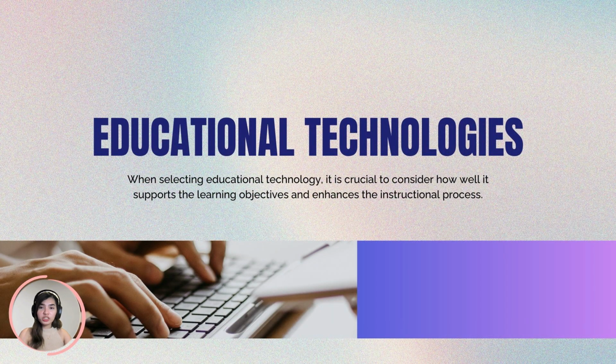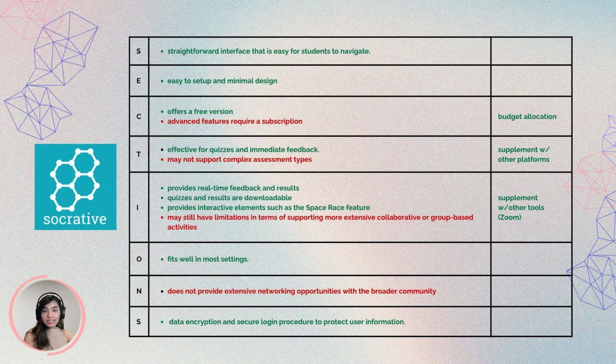For the educational technologies, when selecting educational technology, it is crucial to consider how well it supports the learning objectives and enhances the instructional process. To systematically evaluate and select the most appropriate technologies, we can use established models such as the SECTIONS model by Bates. It is user-friendly and straightforward for students. They just need the room code and can start answering quizzes. It is easy to set up and use.